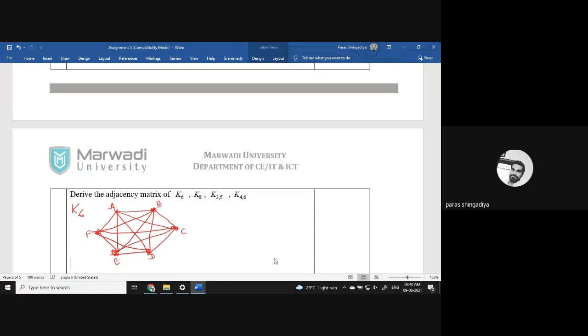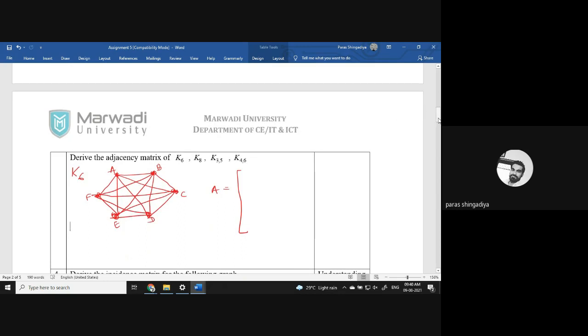Then you verify that each and every vertex is connected, means the degree of each vertex should be 5. सभी की डिग्री क्या रहनी चाहिए? 5. And the matrix is also easy to create. There is no loop at any vertex. कोई भी vertex कहीं पे loop नहीं है और सभी vertex connected है एक दूसरे के साथ. A जो है बाकी पांचों के साथ कनेक्टेड है, B जो है बाकी के पांचों के साथ कनेक्टेड है. Same for C, D, E and F. Clear?